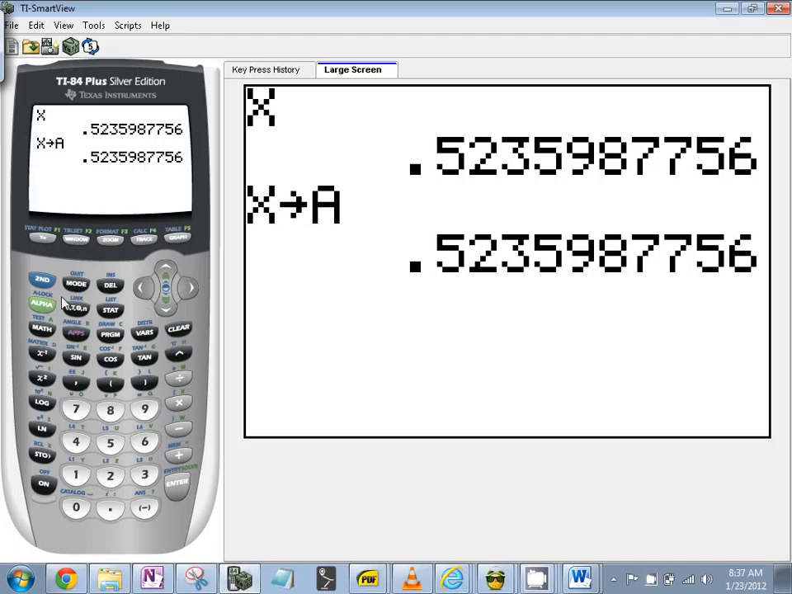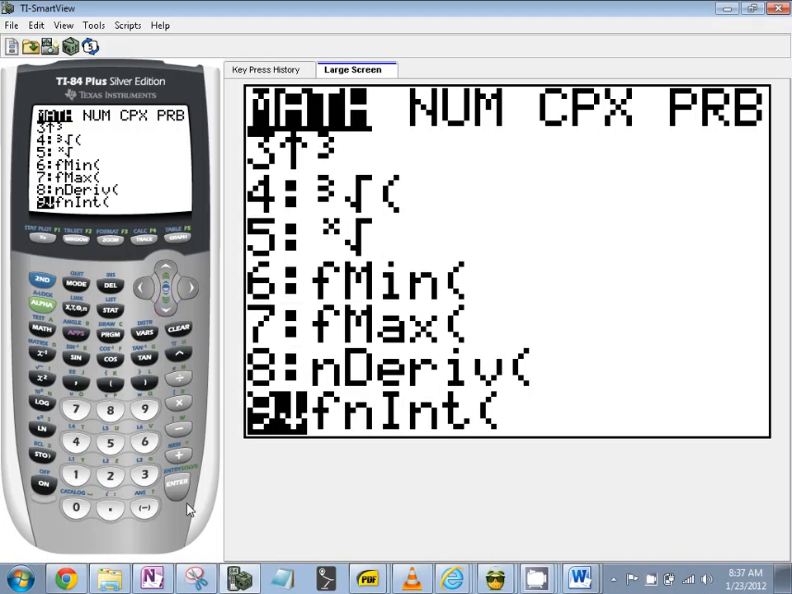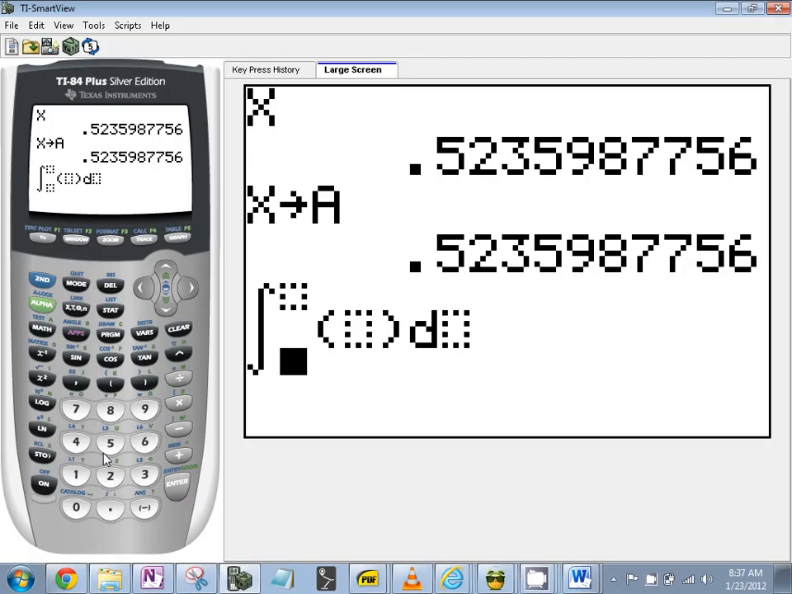The way you would do that, where's integration? Math, which one is it? I think it's 9, right? And you're integrating from, if you have an 84 or above, I can update it so it'll look like this. Let's do the first one.